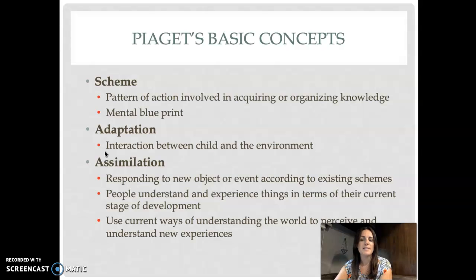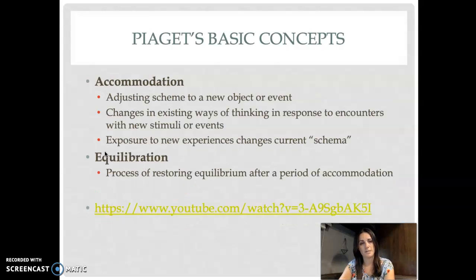So people understand and experience things in terms of their current stage of development, their current schema. And assimilation also means we use current ways of understanding the world to perceive and understand new experiences. And I will give you a concrete example of this in a second. And then accommodation. This is adjusting the scheme to a new object or event. Changes in existing ways of thinking in response to encounters with the environment or with new stimulus and events. Okay, and then equilibration, a process of restoring equilibrium after a period of accommodation.